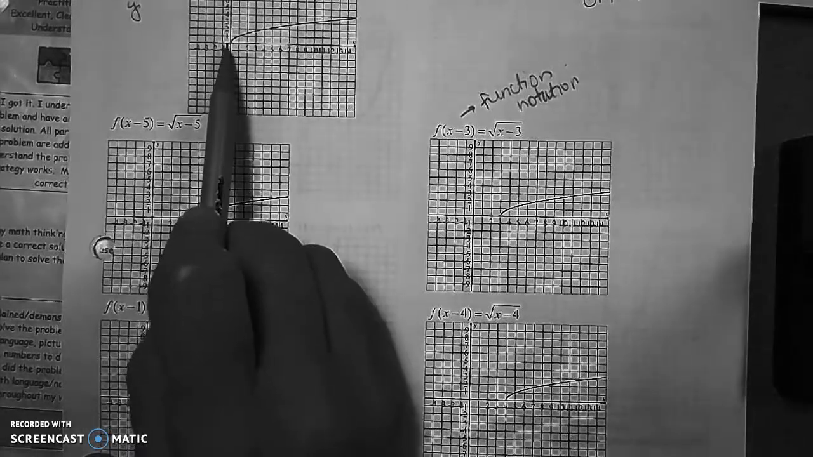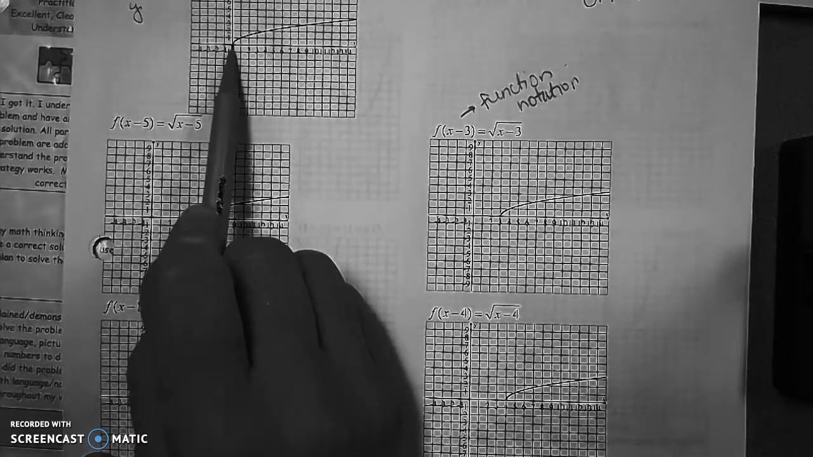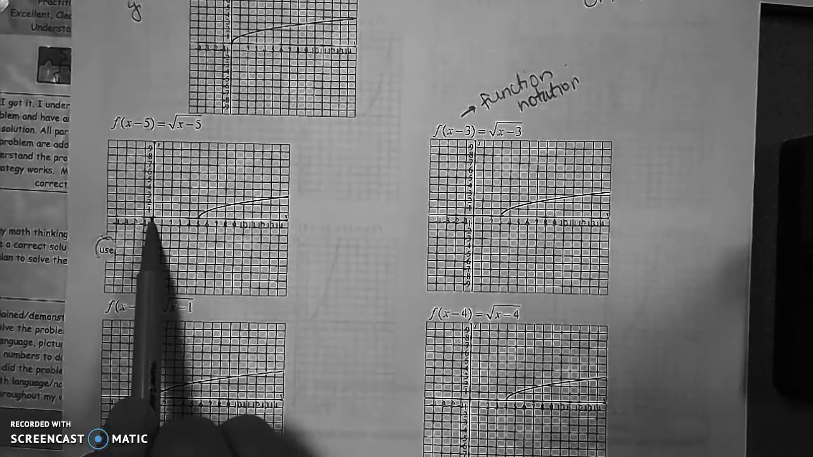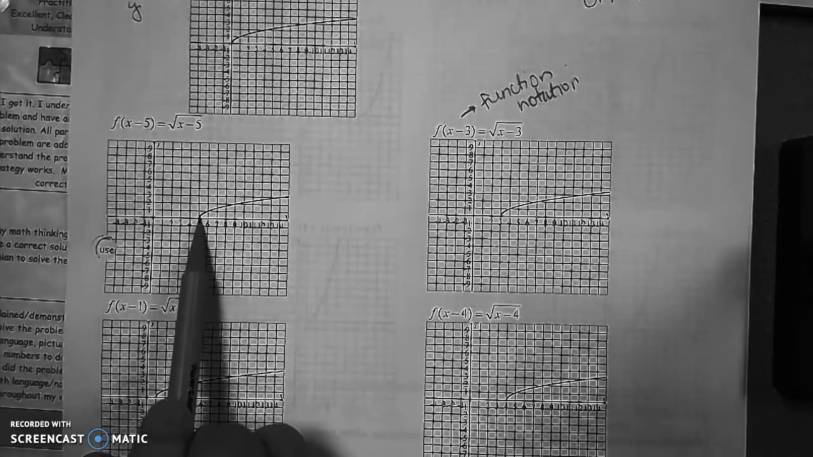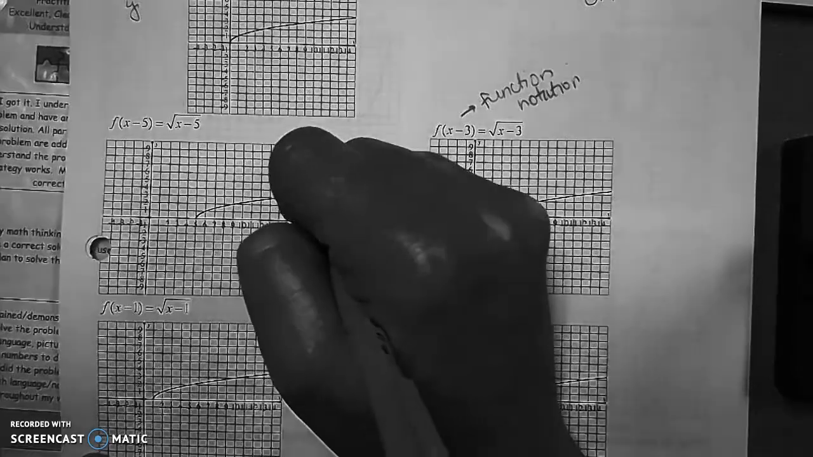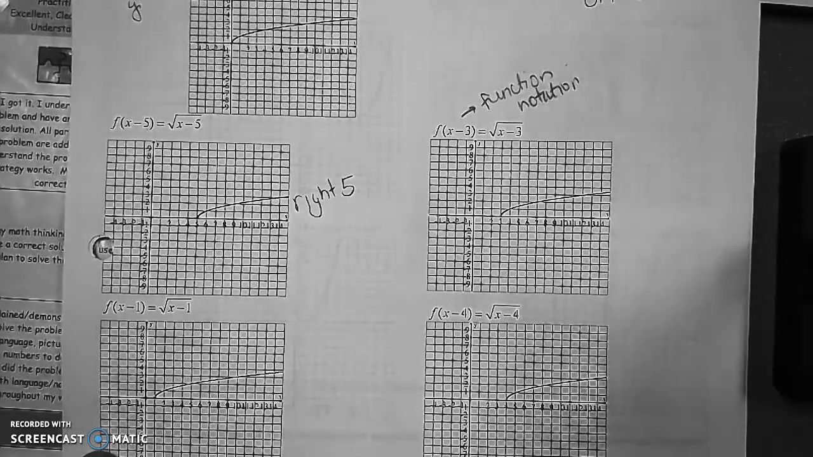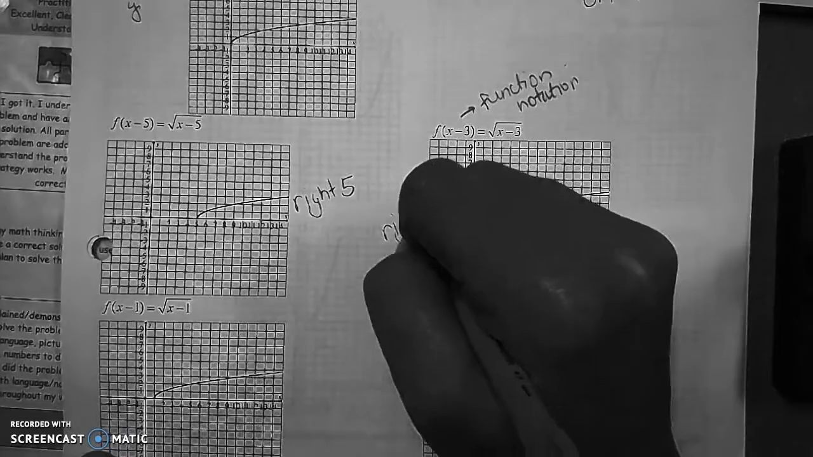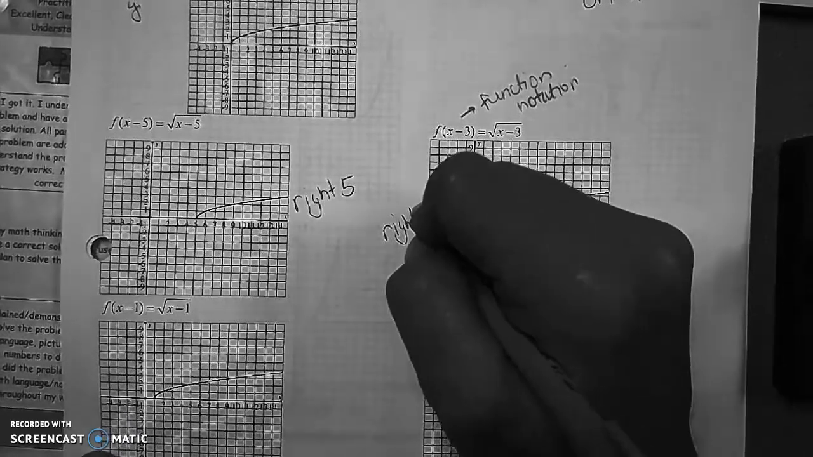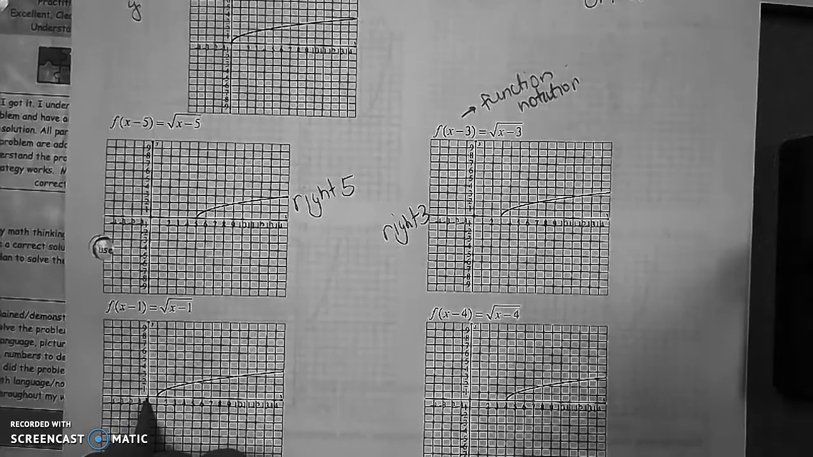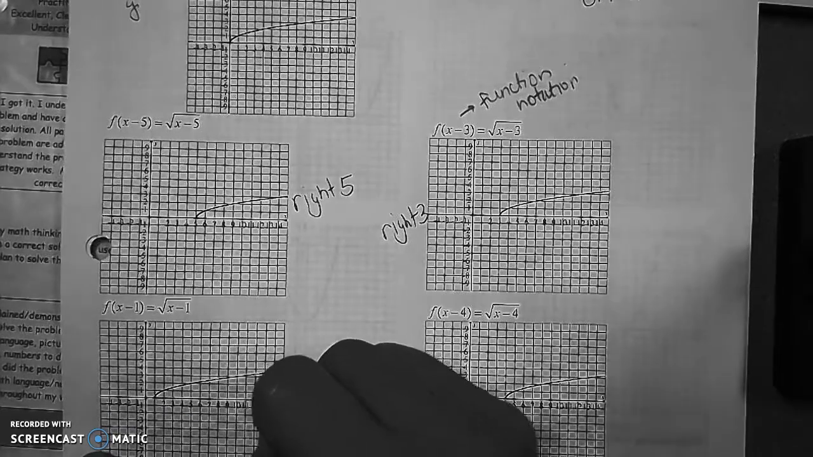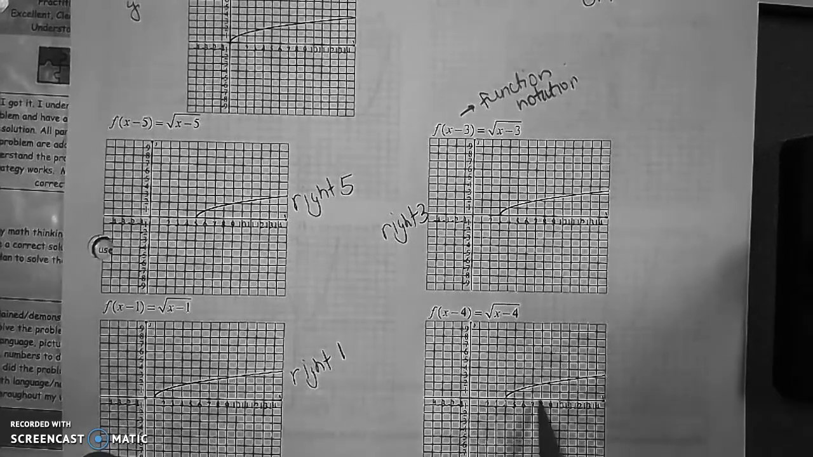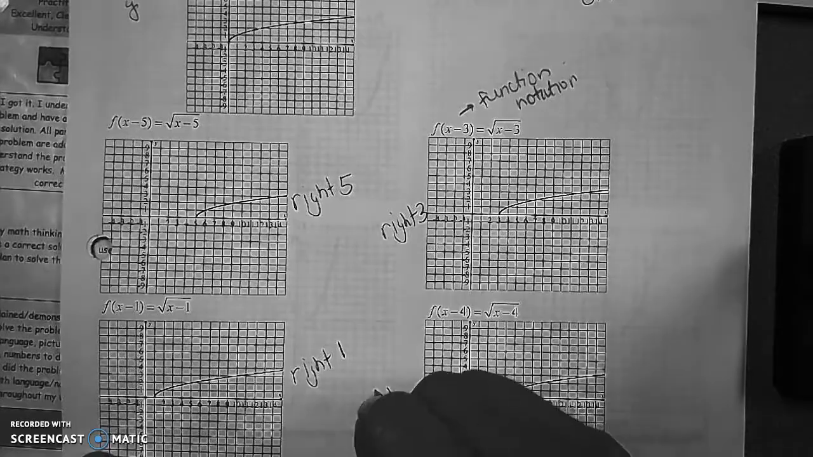So again, you're always comparing to the parent function. So we notice that the parent function goes through the origin. It goes through the point 0, 0. And if we look to be moving right, we can see that this first example has moved right 5. That's called a transformation. Our second example has been moved right, always comparing to the parent, 3. Again, comparing to the parent function, we see that this is moved right 1. And then we can see it's been moved right 4.